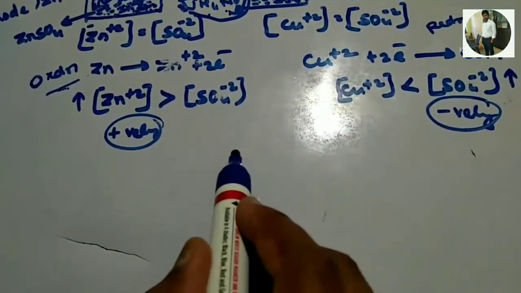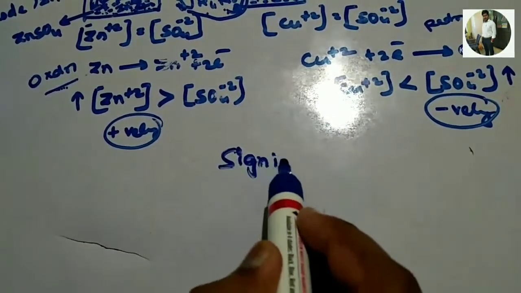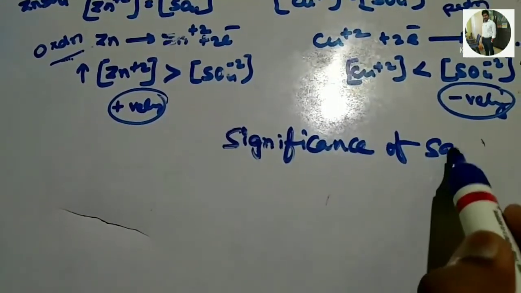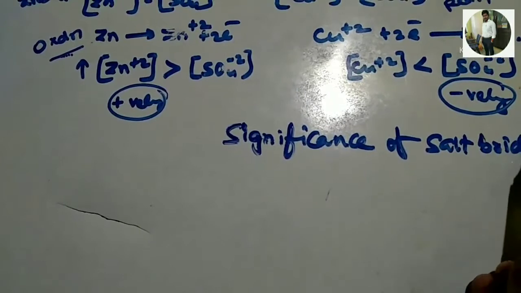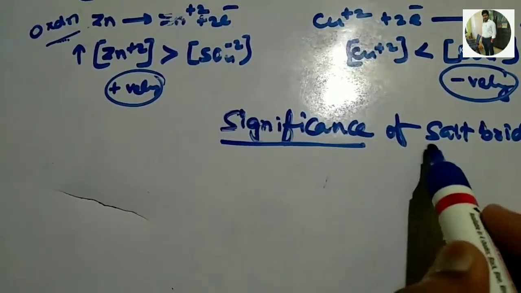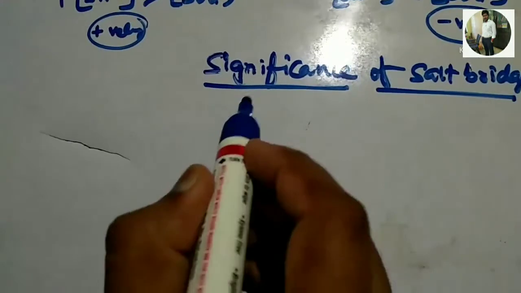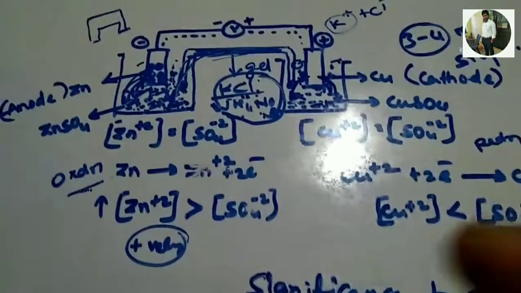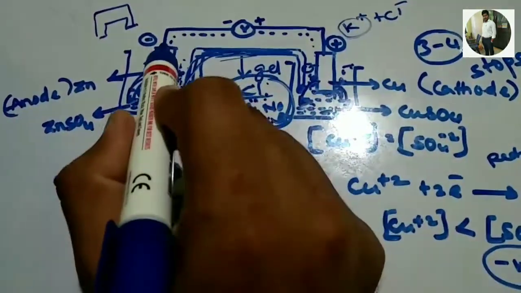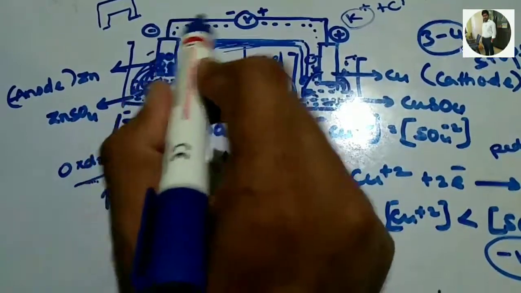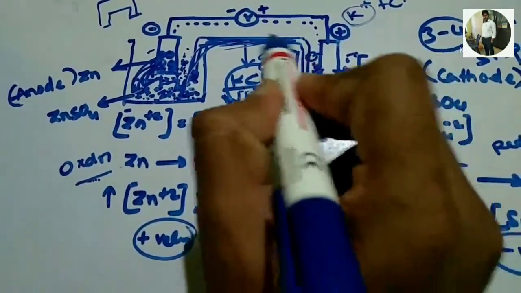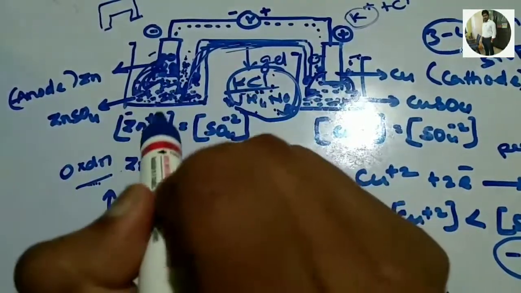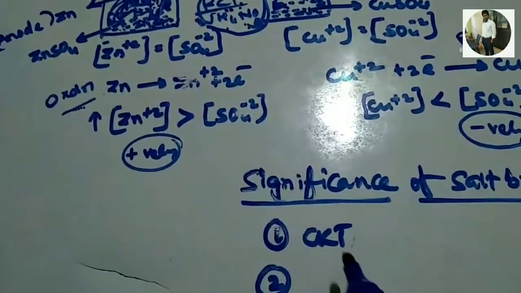So next, what is the significance of the salt bridge? Why are we using the salt bridge? Bridge means it will connect the two beakers. The first one is that it completes the circuit. Why do we say it completes the circuit? The anode and cathode are connected externally through the metallic wire and internally by the salt bridge. So it is one circuit. When the circuit is complete, only then will the electrons move. Hence it will complete the circuit.